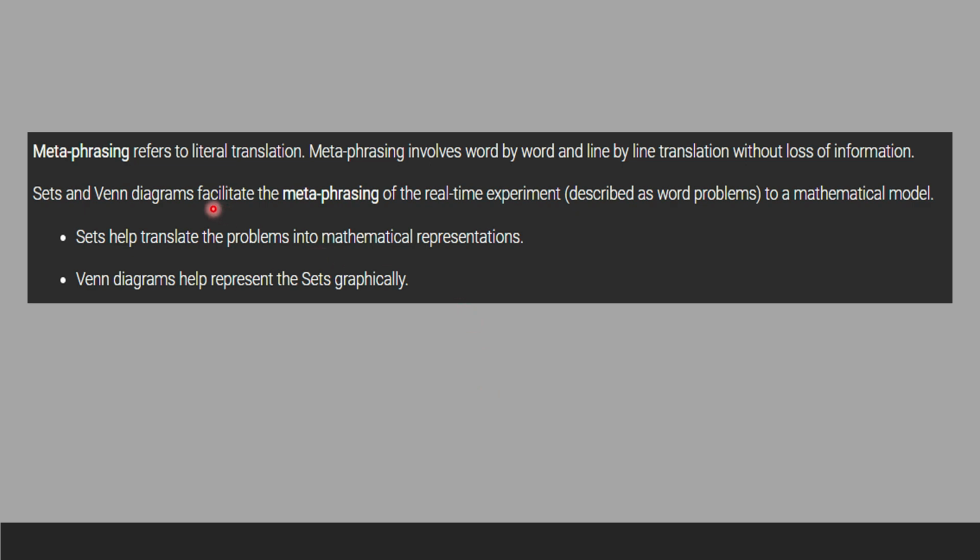so next is set. Okay, so what is a set? Before that, we need to understand one term here, metaphrasing. It refers to a literal translation. That means it involves word by word and line by line translation without loss of information. So metaphrasing is nothing but you phrase something in such a way that there is no loss of information. Okay, so sets and Venn diagrams facilitate the metaphrasing of the real-time experiment to a mathematical model. For example, sets help in translating the problems into mathematical representations, and Venn diagrams help represent sets graphically.